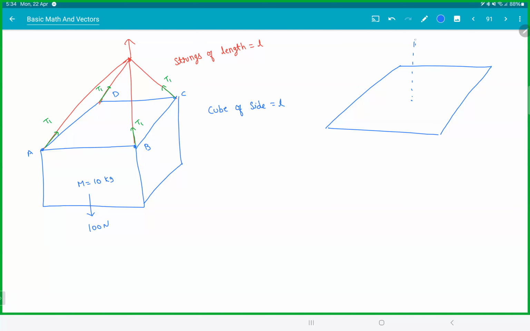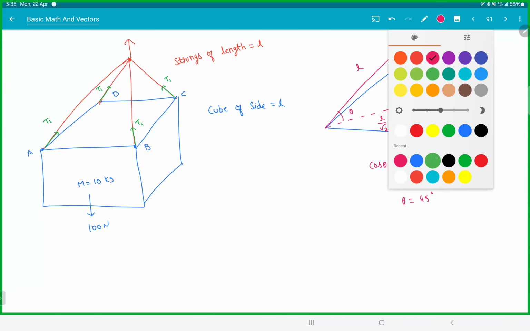So this was the triangle here. If you see, the length of the string is also L. So this is L, and this is the half diagonal, which is L by root 2. So this angle is theta. From here we can see cos theta is L by root 2 divided by hypotenuse L, which is 1 by root 2. Basically, theta is 45 degrees. Clear?